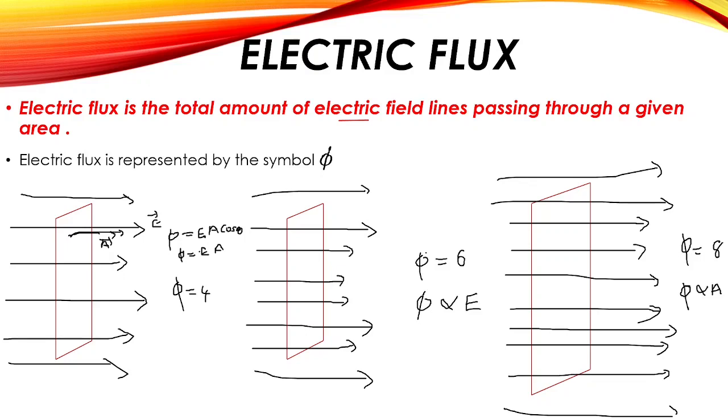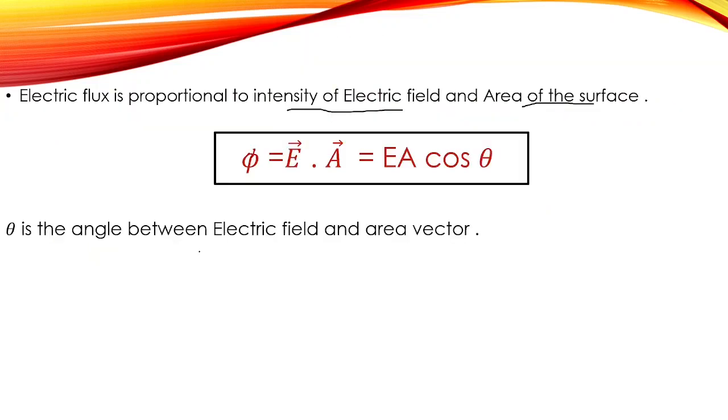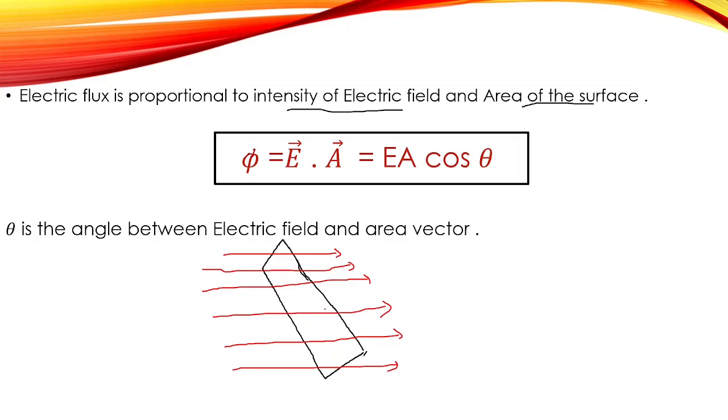You don't want to stress about this. Now let's consider another case. This is our figure. This surface is slightly tilted and electric field lines are passing through it. What will be the area vector of the surface? It will be perpendicular to the surface, so from here we can draw the area vector, which is perpendicular. This will be our A, and this will be our electric field intensity, E.